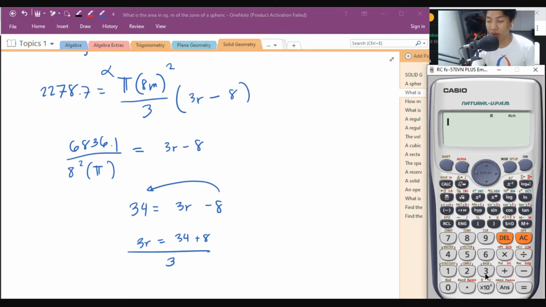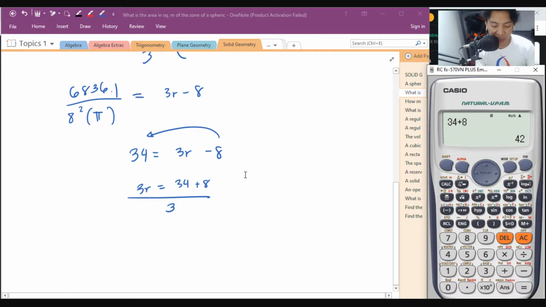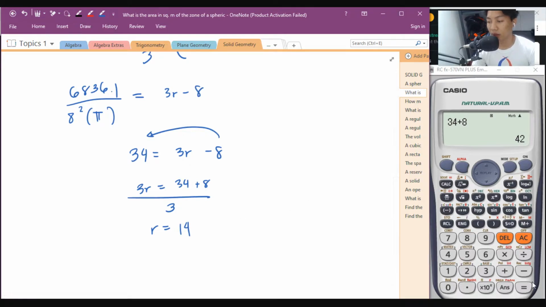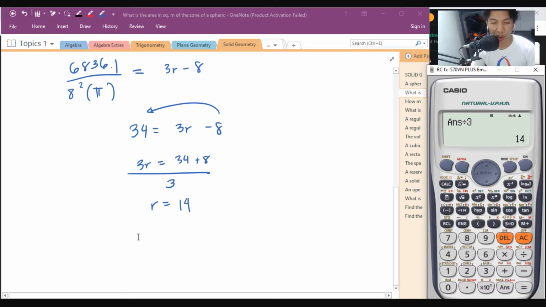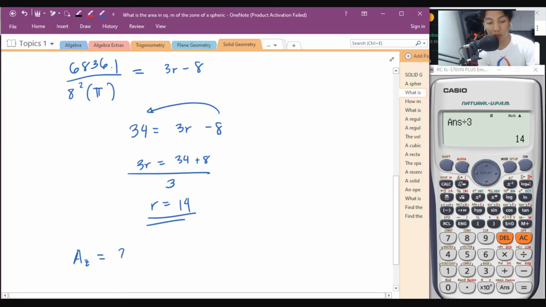34 plus 8. Now, the radius will be, divide natin ng 3. That is 14. Divide by 3. 14 ang radius mo. Anong kinukuha dyan? What will be the area ng zone? Area ng zone is equal to 2 pi RH. Ngayon, 2 pi multiplied to r, which is 14. H will be 8 meters.